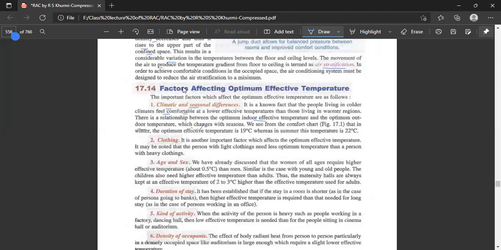Next is the kind of activities, what we are doing inside the room. When the activity is heavy, such as people working in a factory or dancing hall, then a low effective temperature is needed, compared to the people sitting in a cinema hall. People working hard require less effective temperature than people sitting and doing nothing.